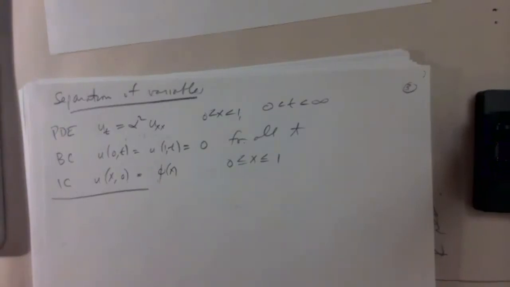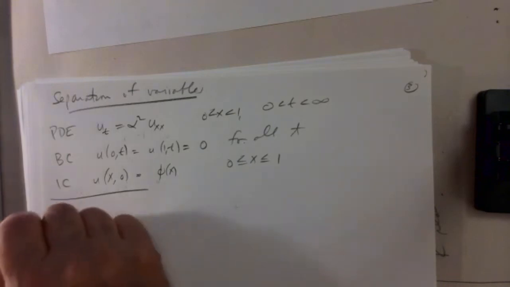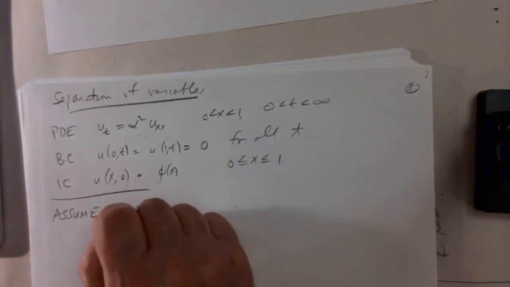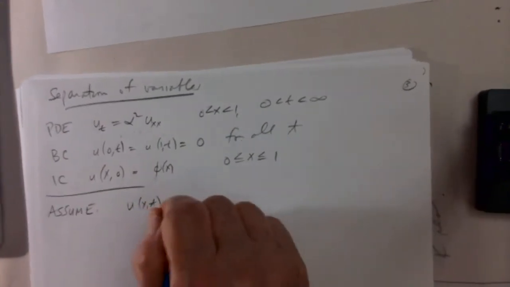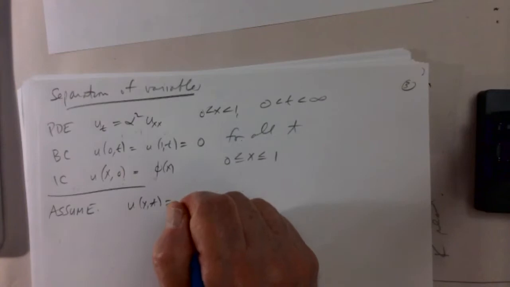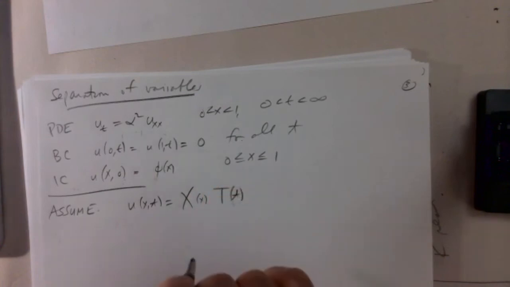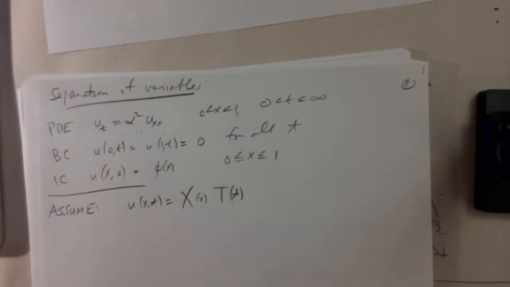So we want to try to solve this equation. And so we shall assume, and see what happens, that our function u of x, t can be written as a product of a function of x and a function of t. That is, you can separate the variables in the solution into a product of two functions.